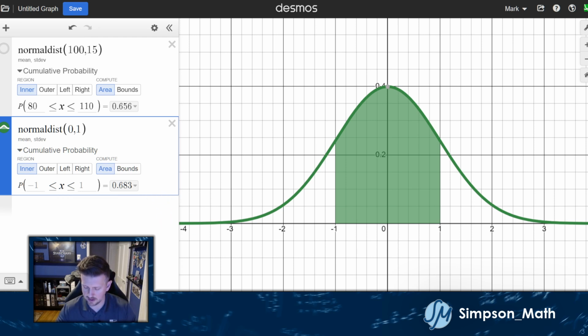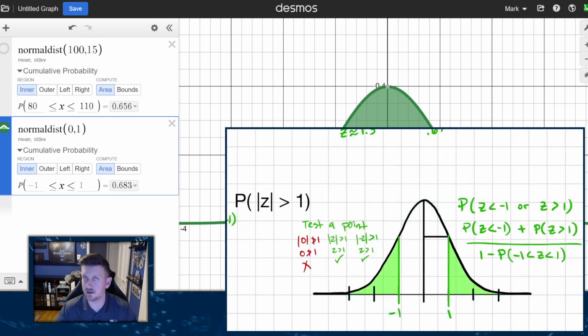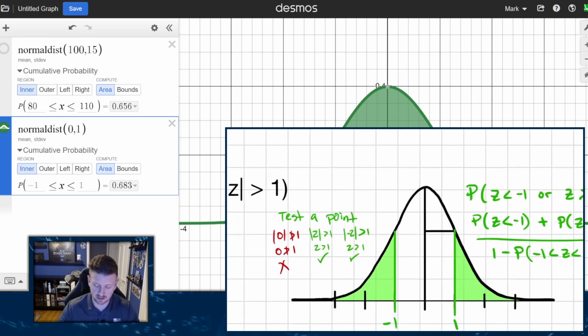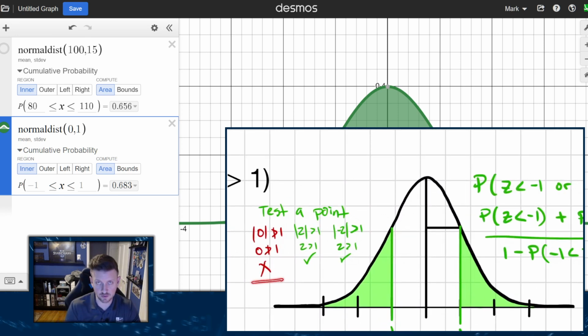All right. Then what about if I wanted to find the area? The question was the probability that we get z is greater than 1. The absolute value of z, rather, is greater than 1. We can test our points again, but this time when we test 0, it won't work. But when we test the 2's, the 2 and negative 2, it does work. This is actually the complement of that.